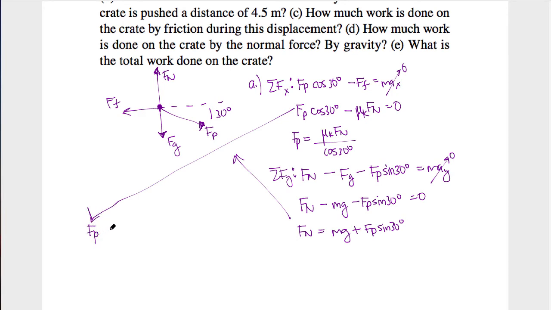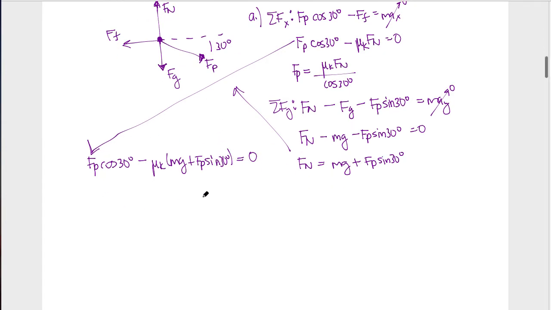So I have Fp cosine 30 degrees minus mu k times my normal force, which I'm substituting in to be mg plus Fp sine 30 degrees, equals 0. So I'm going to solve this for Fp. I'm going to distribute the negative sign to begin with. So I have Fp cosine 30 minus mu k times mg minus Fp sine 30 equals 0.